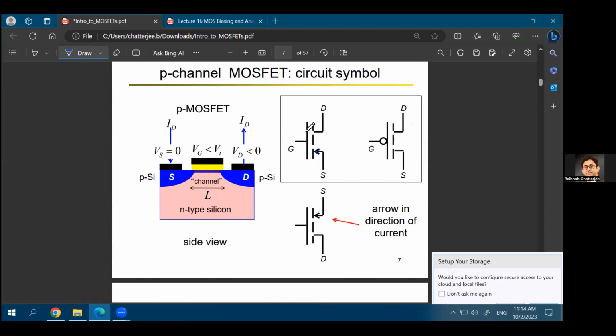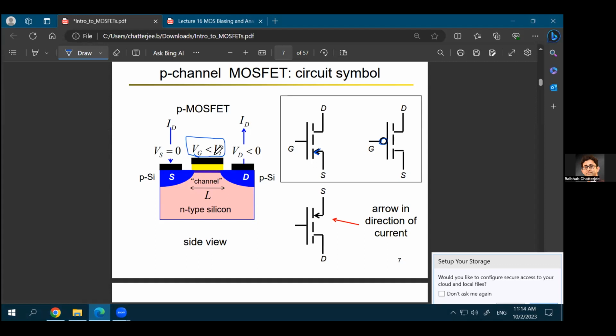So again, for P-type, you have a similar symbol. The only difference is that the current will flow into the source, because current flows from source to drain in this case. And in digital circuits, you'll see that sometimes the P-type MOSFET, instead of showing the arrow, is shown with a bubble on the gate, which just means that you need to apply a negative gate voltage at the gate to create the channel.